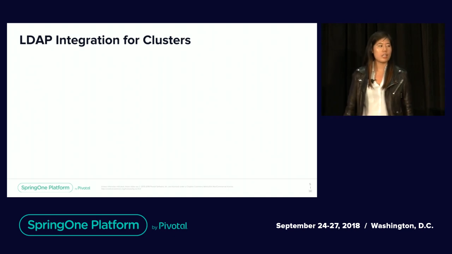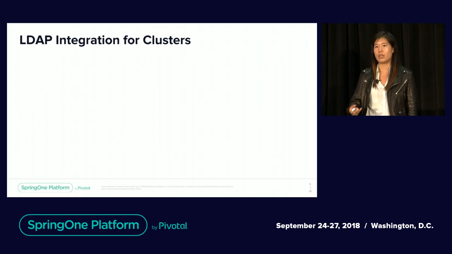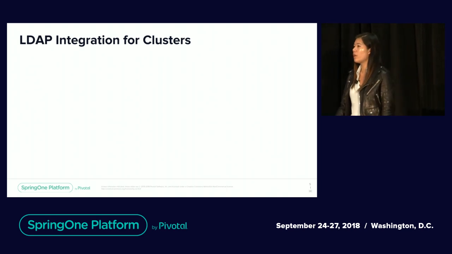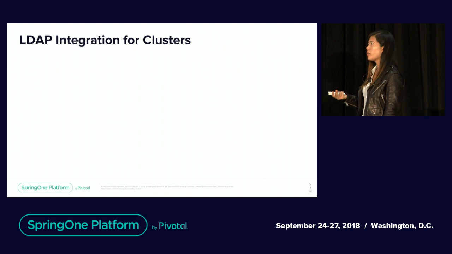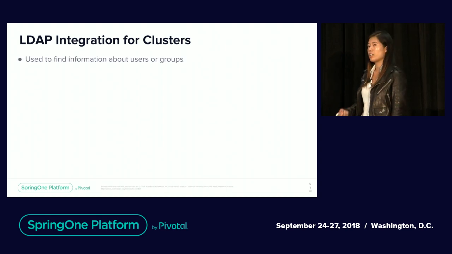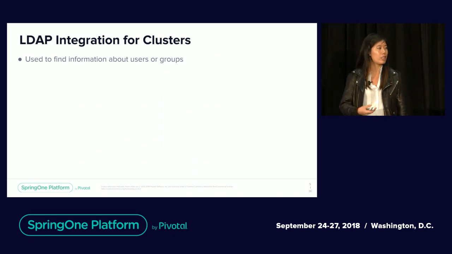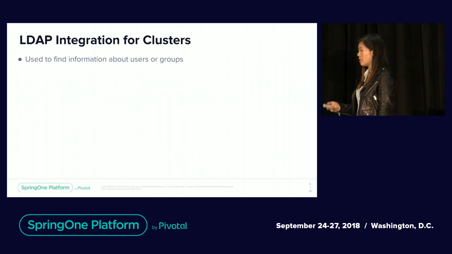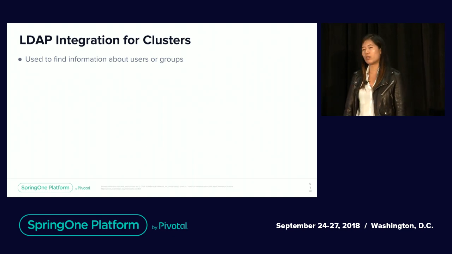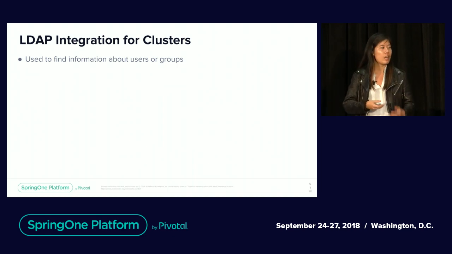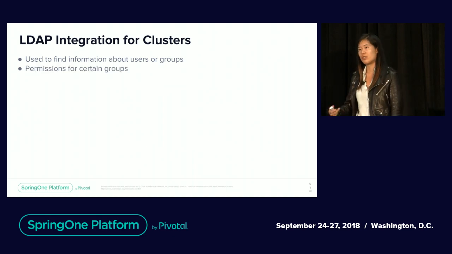And so one way that's available to us to provide for this service provider use case is LDAP integration for clusters, which is going to be released with PKS 1.2. Many of you in this room are probably familiar with LDAP, but a lot of times your LDAP server is used to find information about users or groups, right? And most companies have an LDAP server already set up for a variety of different use cases. So it comes as a natural extension, given the familiarity of LDAP, to use an LDAP server to actually form groups for different untrusted tenants and then give permissions to certain groups.